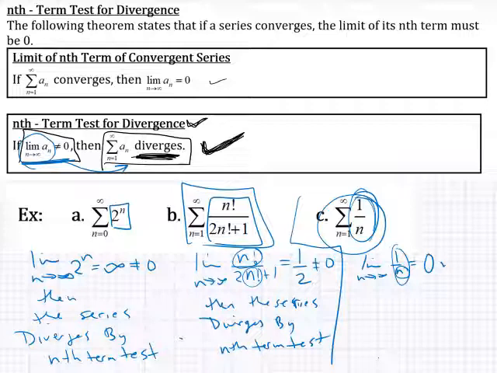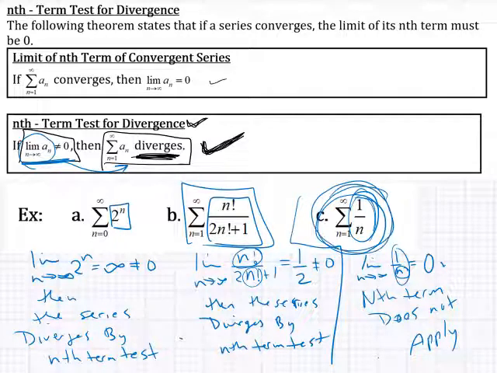So this one, nth term test does not apply. So we still don't know whether or not this thing converges or diverges. Still to be determined.